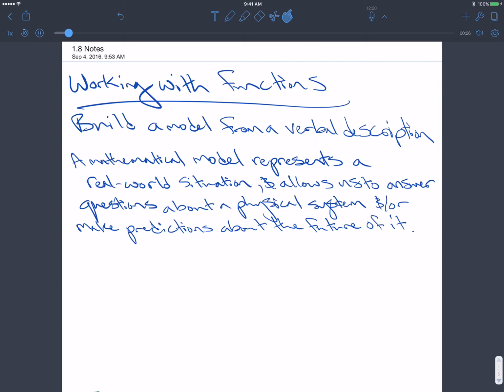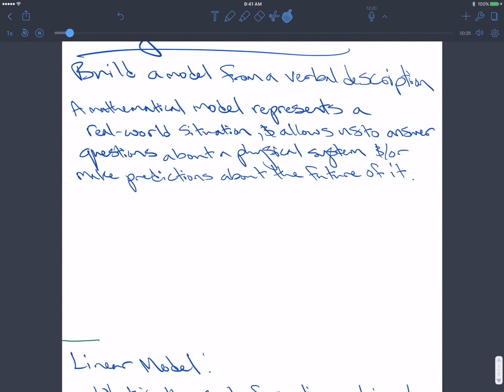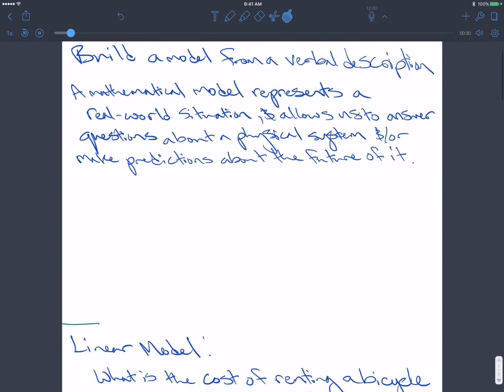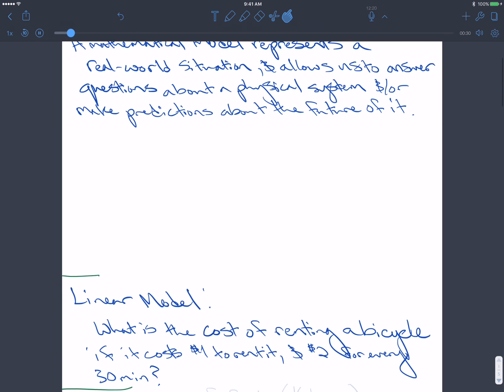So that's why they're important to use for physical situations. We will start with linear models. This example: what is the cost of renting a bicycle if it costs $1 to rent it and $2 for every 30 minutes that you ride it? This should feel a lot like some of the examples we've already done, because in this course I always try to drive it with context and physical examples.